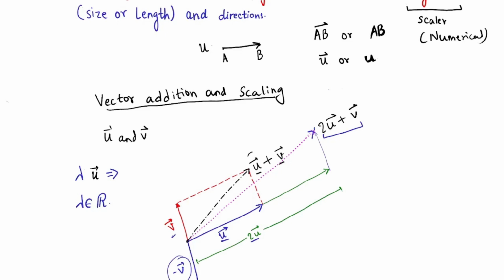Now how does scaling of a vector take place? For that we assume that a vector is multiplied by some scalar, which is generally represented by lambda. Lambda can take any real number. It can be -1, -0.5, 3/4, 6, 7. So that is the scaling of a vector. For illustration purposes, I have considered lambda as 2.